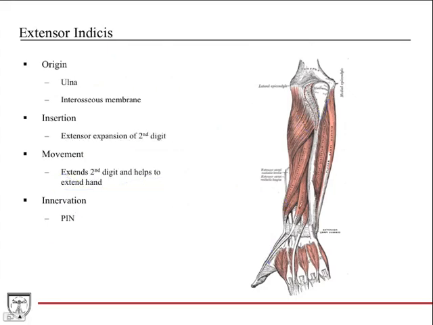Extensor Indicis, so that's a muscle that can be shown right here. So here's your Extensor Indicis. It's very deep in there, and it emerges out here after originating from the ulna and the interosseous membrane. And you can see here's the ulna here, and it comes off kind of more the mid portion of the ulna, not so much the proximal. And then it comes out here and it inserts onto the extensor expansion of the second digit, or this extensor hood. You can see that very nicely here.